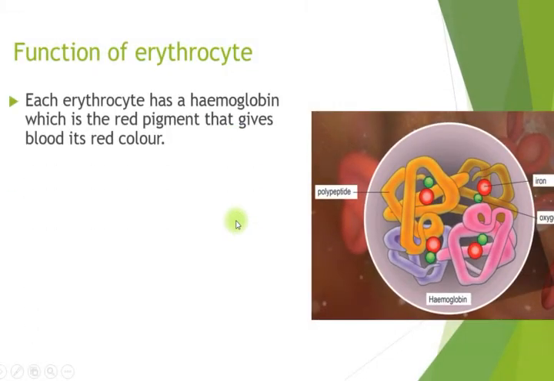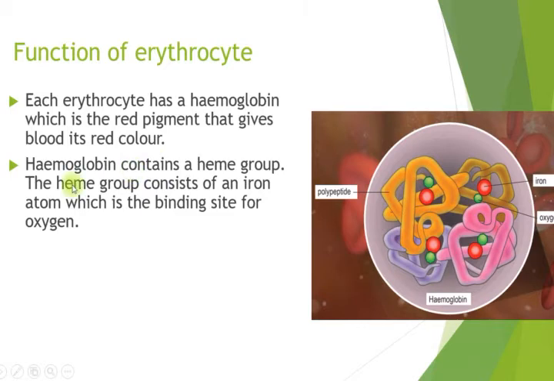What is the function of the erythrocyte? Before we go to the function, you have to know what is inside the erythrocyte. Each erythrocyte has hemoglobin. It is a protein, a red pigment that gives blood its red color. The red color of the blood comes from the hemoglobin in the erythrocyte. The hemoglobin contains a heme group. The heme group consists of an iron atom, which is the binding site for oxygen. So the heme will combine with the oxygen.